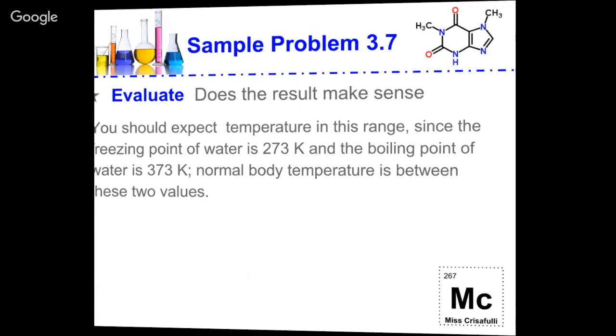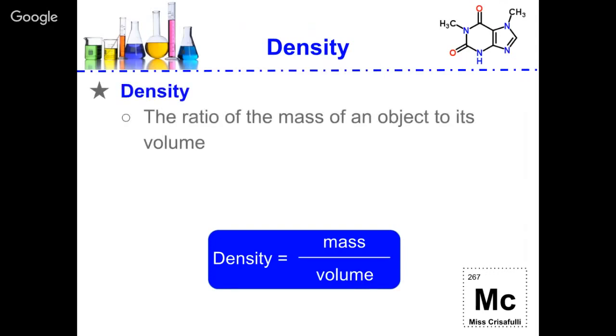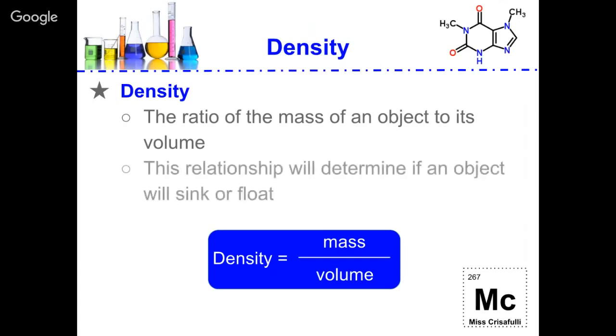That makes sense. Now let's talk about another measurement that we have, and that is density. Density is the ratio of the mass of an object to its volume, and this relationship will determine if an object will sink or float. The density equation is equal to the mass of a substance divided by its volume.